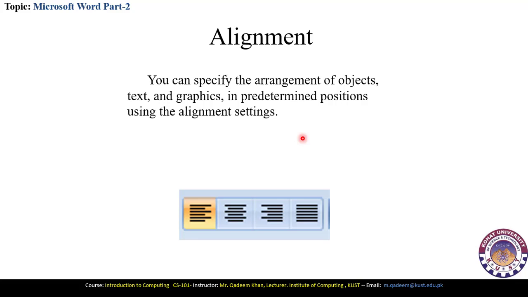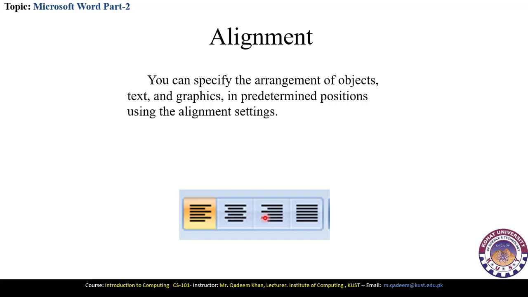Next, one important operation on the text is to change the alignment of the paragraph or the text, or even the alignment of images and tables as well. So you can specify the arrangement of different objects by selecting the multiple options that are available for alignment here. You can select the text, graphics or predetermined positions using the alignment settings, and that is available on the top ribbon of your window here.